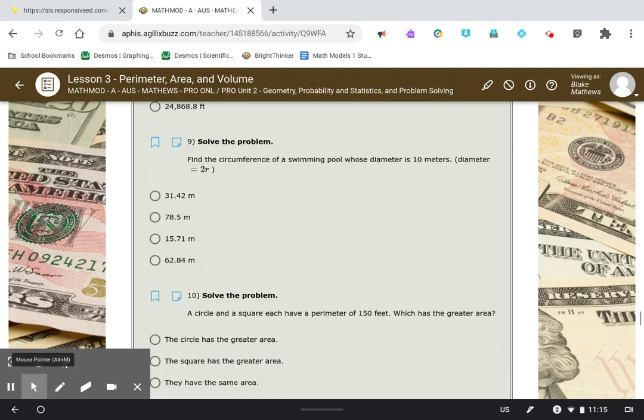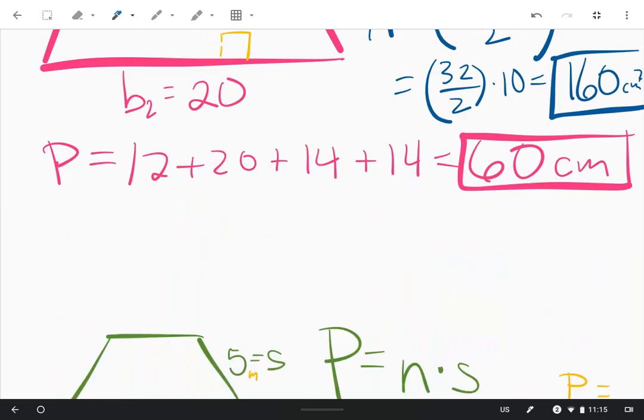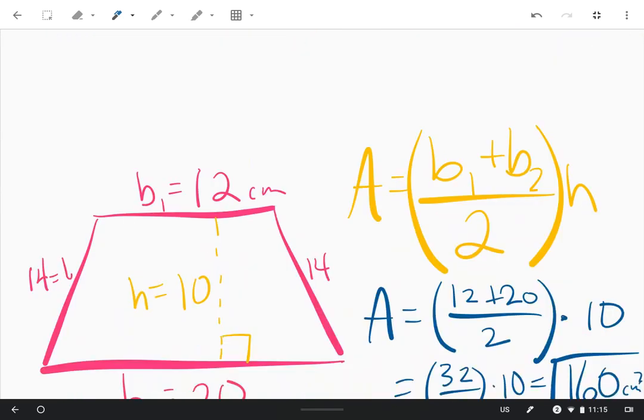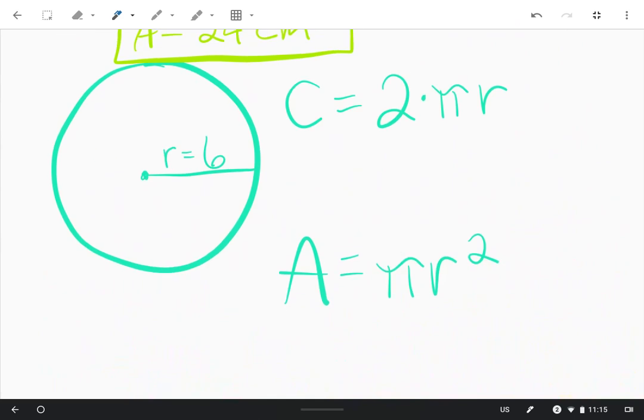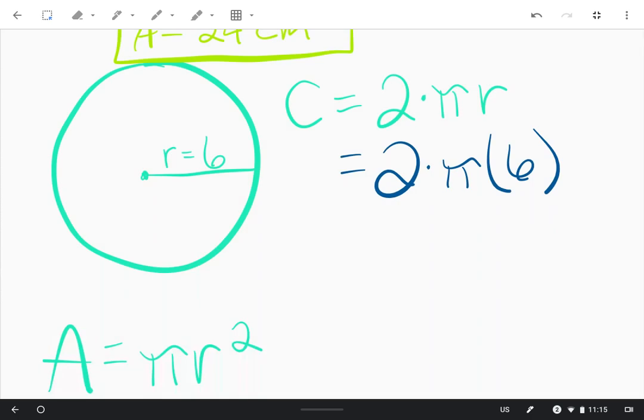All right. Now we get to circles. I have an example of circle area and perimeter. So let me scroll down here and find it. All right. These are the formulas for the circumference and area of a circle. A circle is going to give you a value for the radius. And you just plug it in. For circumference, it's 2 times pi times the radius. So that's going to be 12 pi.